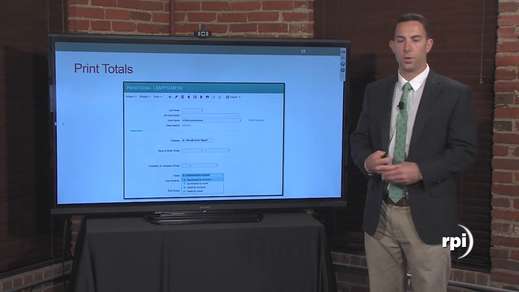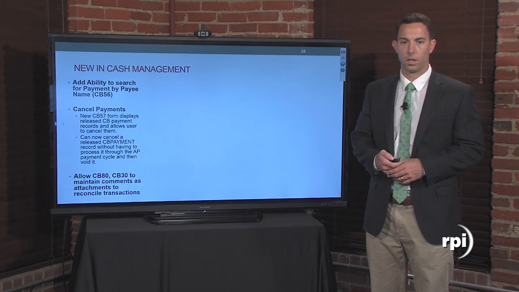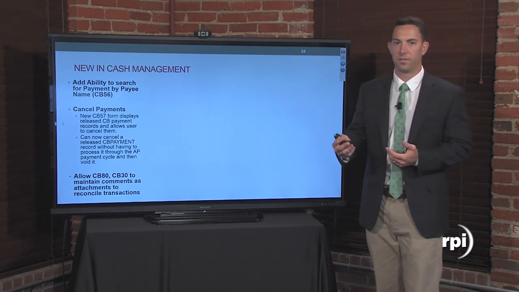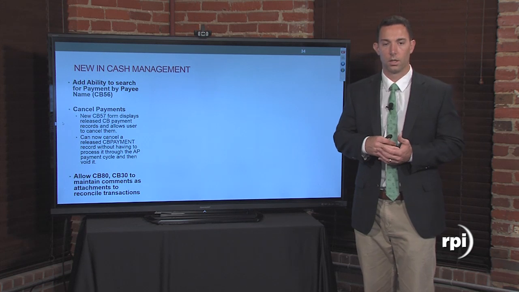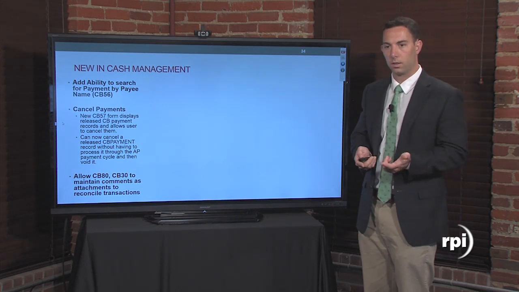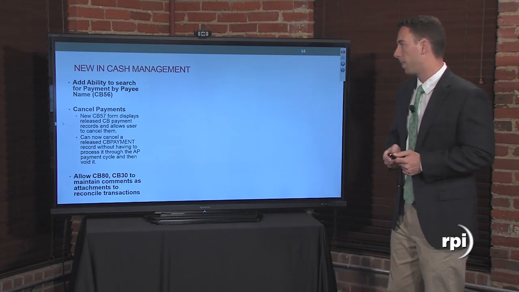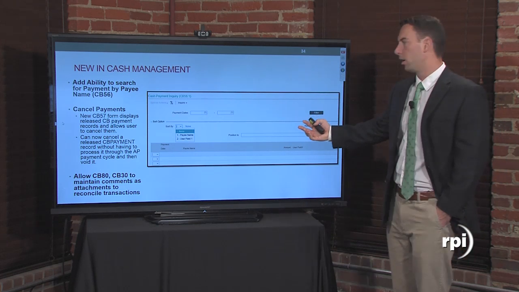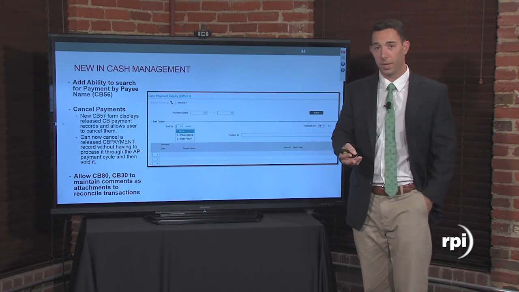All right, so a couple new things in Cash Ledger. If you use the Cash Ledger system, CB55 particularly, to make payments instead of, or in conjunction with invoices, this is specifically geared towards you. You can search for, so CB56 isn't a new form, but you can now search via the payee name for cash payments out there.